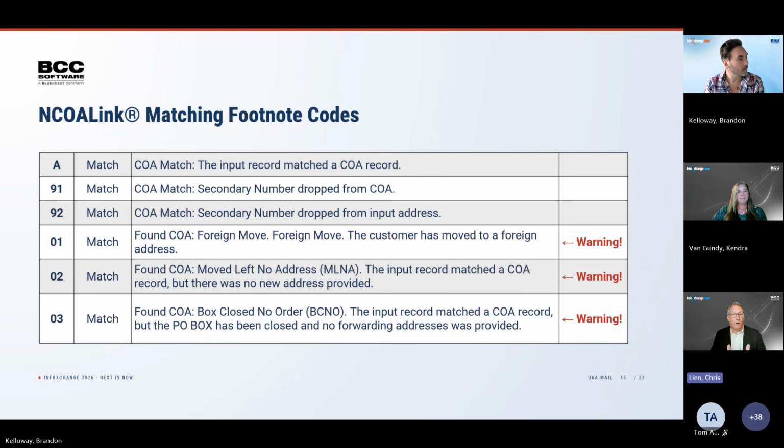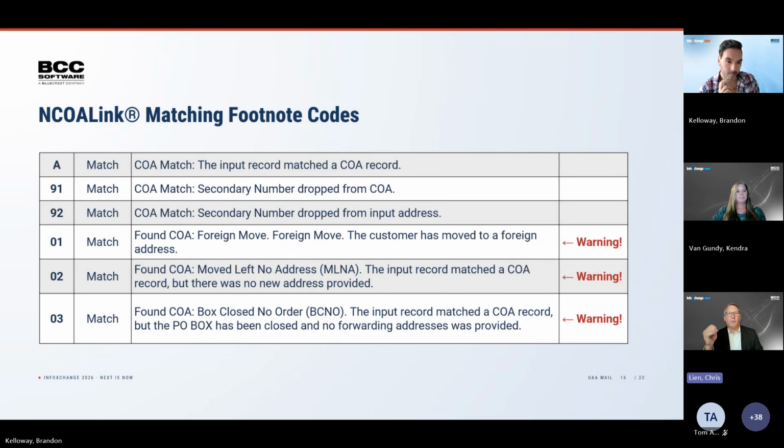And these last three ones, that's why there's a big warning, right? If you see any of these, get them out of the list, because you are just wasting money. Foreign move. If somebody moves out of the country, the Postal Service doesn't have any way to get you that new address. Out of the list. They can't forward it. They can't do anything with it.